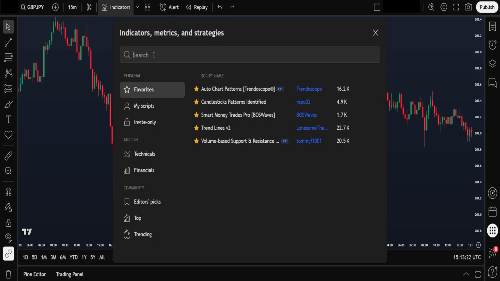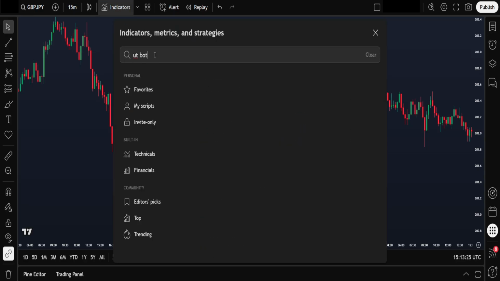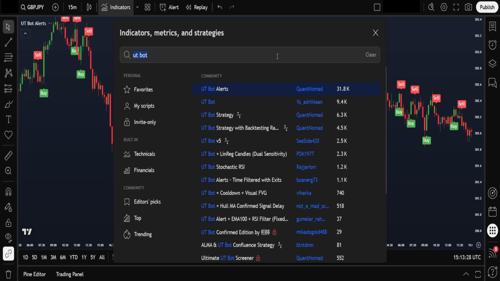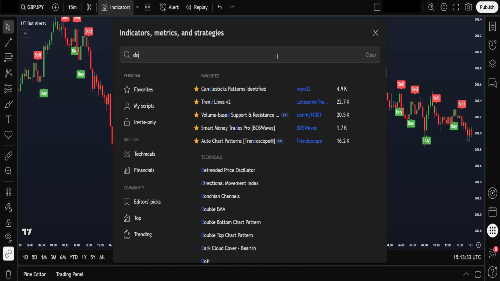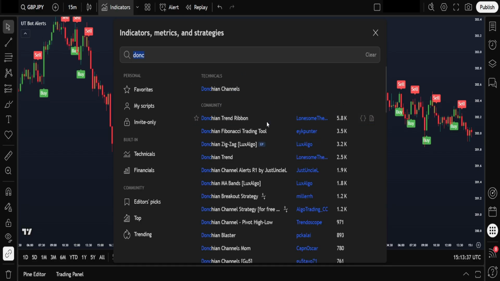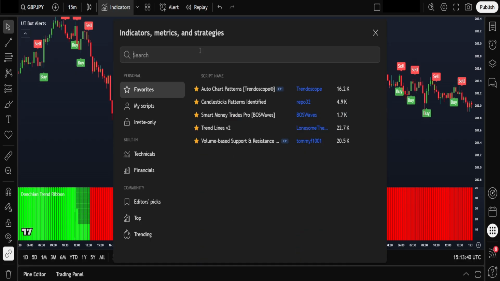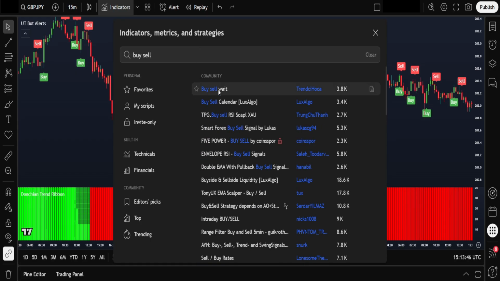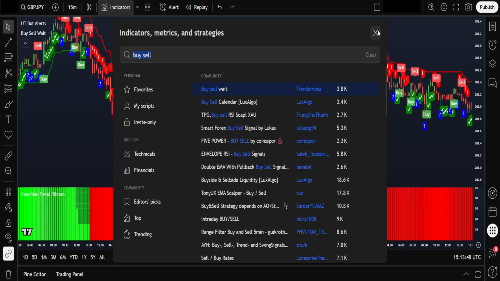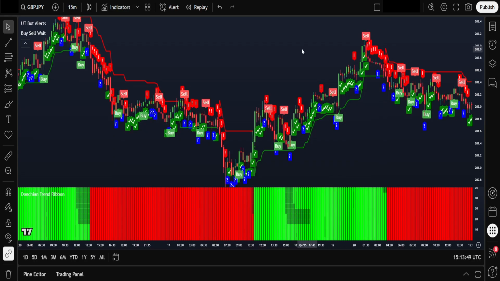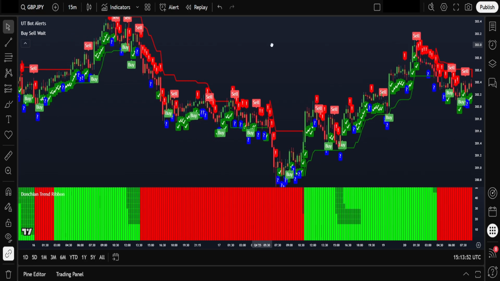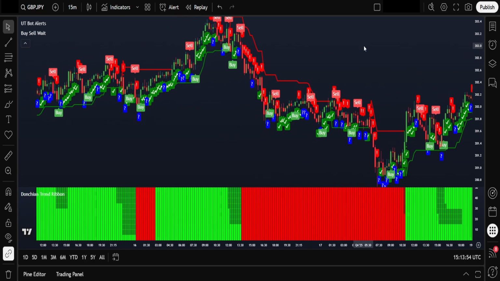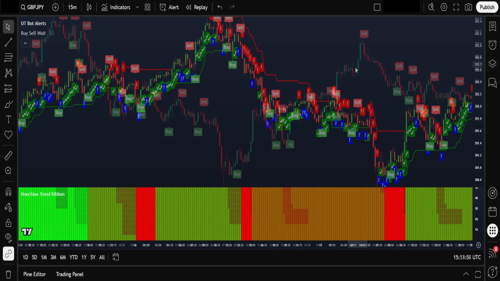Open the Indicators window and add UT-Bot alerts. Add Donchian Trend Ribbon by Lonesome. And the last one to add is Buy-Sell Wait by Hoka. With all 3 on the chart, we will set the inputs so each does one clear job and nothing else. Once the settings are set, I will summarize a short checklist before we move to the examples.